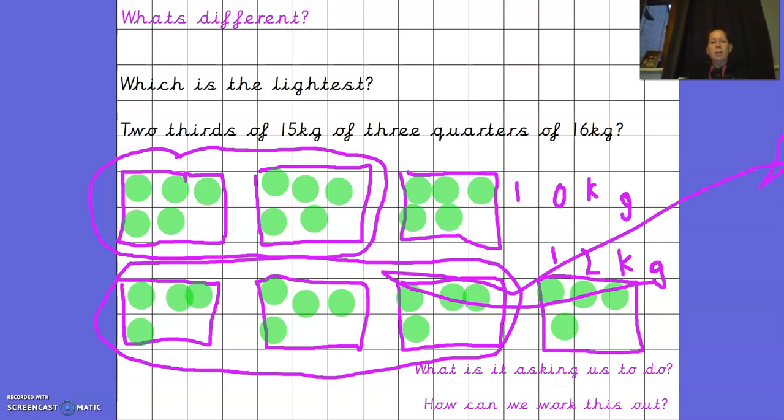So 2/3 of 15 kilograms is 10 and 3/4 of 16 kilograms is 12. So which is the lightest? 2/3 of 15 kilograms because 10 is a smaller number than 12. Sorry about the crazy pen.